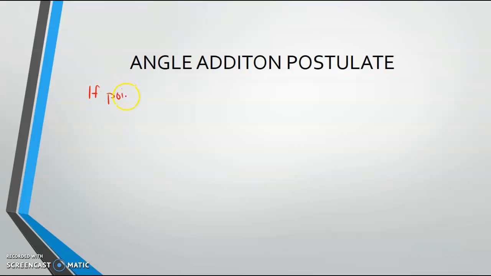The geometry definition of it: if point B lies inside angle ADC, so draw an angle here. It's not going to be the prettiest angle, but it'll do. Alright, put some points. So here we have angle ADC, and this is point B.